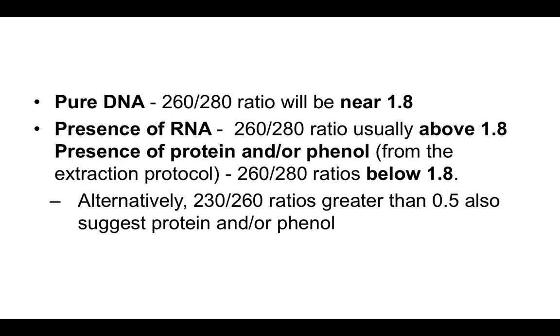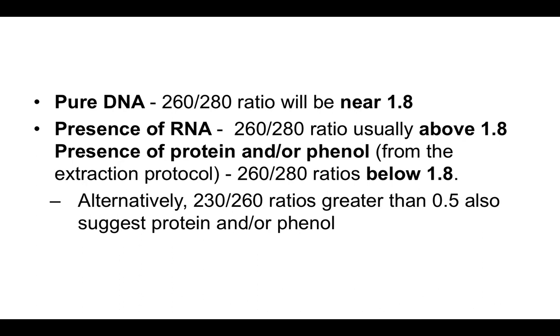Alternatively, you can also check the absorbance ratio between 230 and 260 nanometers. And if that ratio is greater than 0.5, that suggests that there is protein and/or phenol contamination. So for DNA extraction protocols that involve these chemicals, and particularly phenol, it's very important to check whether your sample is free from it or not.